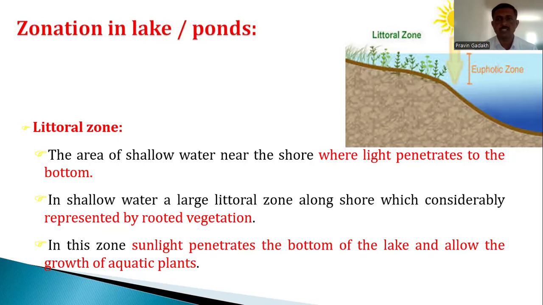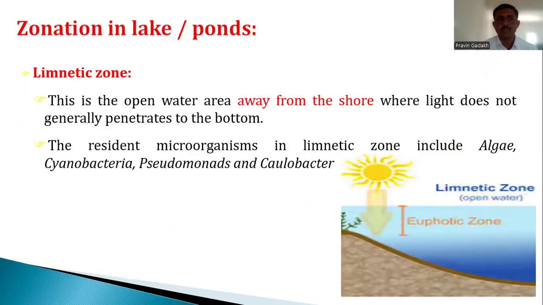So that zone is considered as the littoral zone. In this zone, sunlight penetrates to the bottom of the lake and allows the growth of aquatic plants. It is nothing but the characteristic of the littoral zone, where sunlight is present up to the bottom, available for the growth of aquatic plants. So it is nothing but the littoral zone.